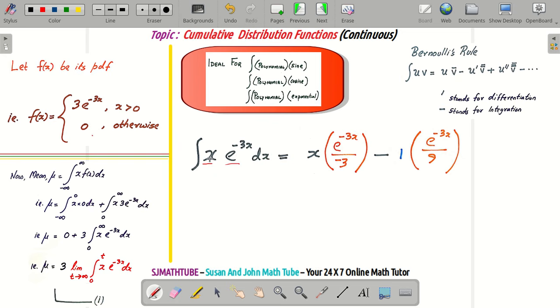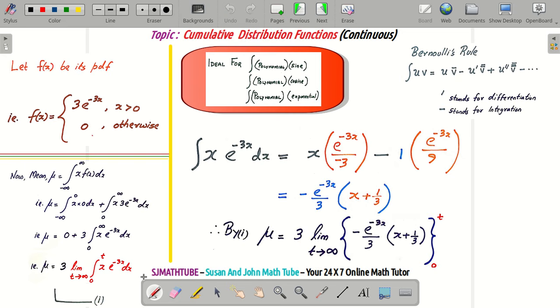And as I promised, the first one is a polynomial. So u and then v bar means the integral. The integral of e power minus 3x is e power minus 3x by minus 3. Then according to the rule, it's like plus minus dot dot dot. So I'm going to differentiate this and I'm going to integrate the quantity inside the bracket. That's it. So we have the integral. I took common.